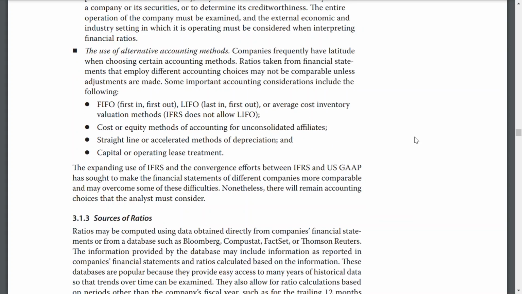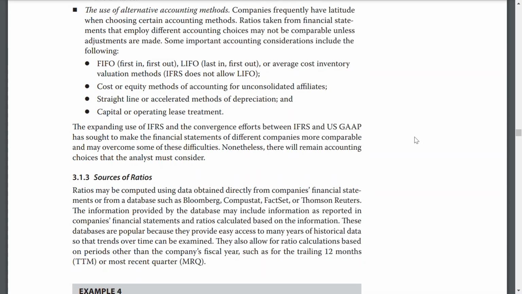The expansion of the IFRS and the coverage of the differences between IFRS and US GAAP have sought to make the financial statements of different companies more comparable and may overcome some of the difficulties. Nonetheless, there will remain accounting choices that the analyst must consider.